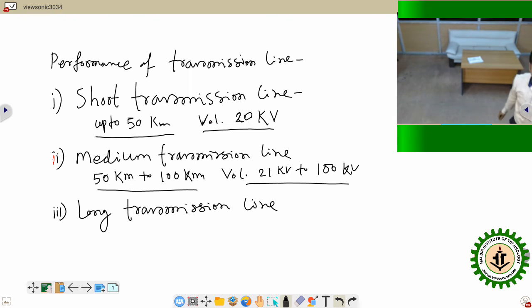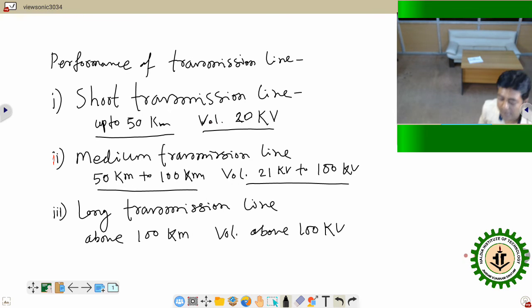And if the length of the transmission line is above 100 kilometer and the voltage level is above 100 kV, then again we consider the transmission line to be a long transmission line. So if I consider, there are three parameters: resistance, inductance and capacitance.